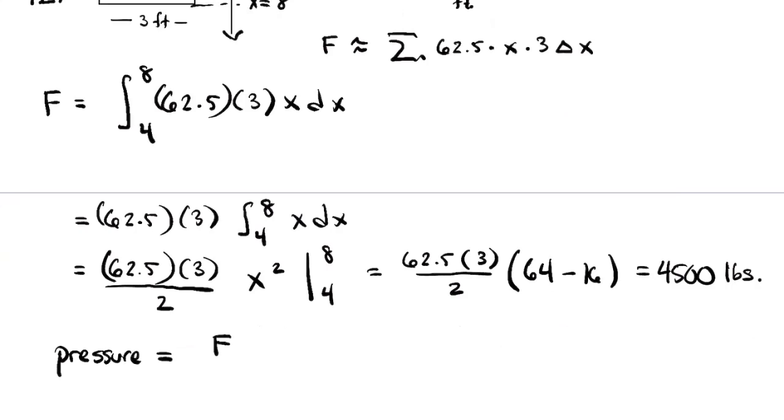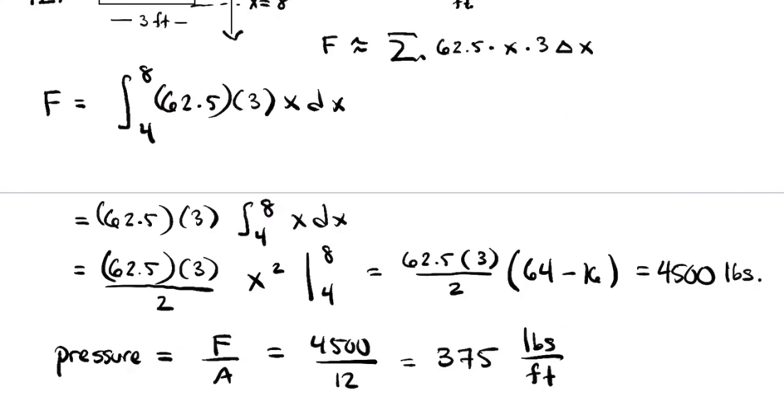Well, pressure is force per unit area. So we need to take that 4,500 pounds and divide it by the area of the plate. So we have to take 4,500 and divide it by 12. It's 375. And what would the units be? Well, pounds per square foot. So the force on our vertical plate is 4,500 pounds. The pressure on it is 375 pounds per square foot.